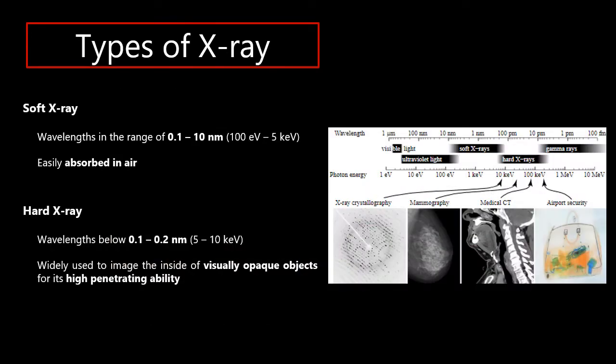There are two types characterized as soft and hard X-ray. Soft X-rays are defined with a wavelength of 0.1 to 10 nanometers at 0.1 to 5 keV. They are easily absorbed by air, while hard X-rays are defined in terms of wavelengths below 0.2 nanometers at 5 to 10 keV. This type of X-ray is widely used to image the insides of visually opaque objects, thus it has a high penetrating ability. In terms of this, the keV value is the power or energy required to penetrate an object.